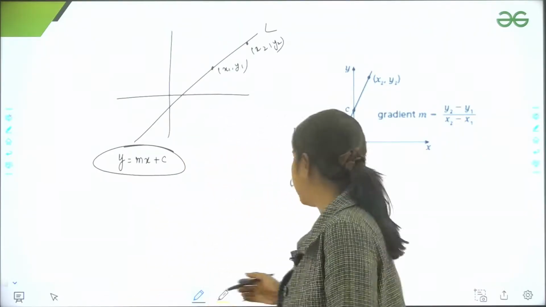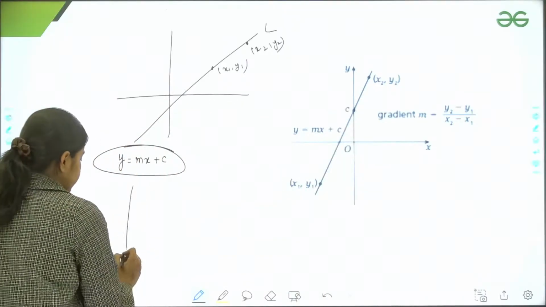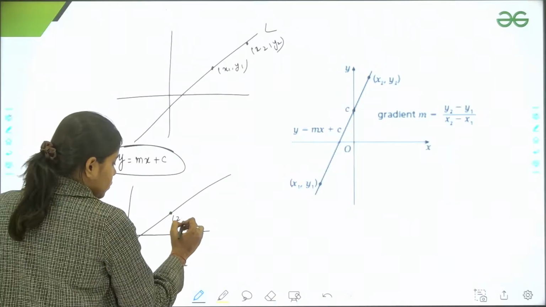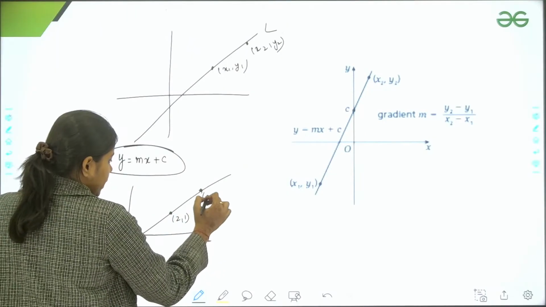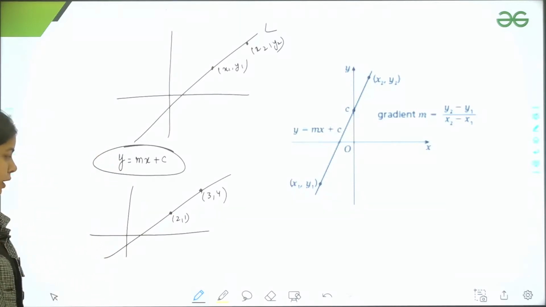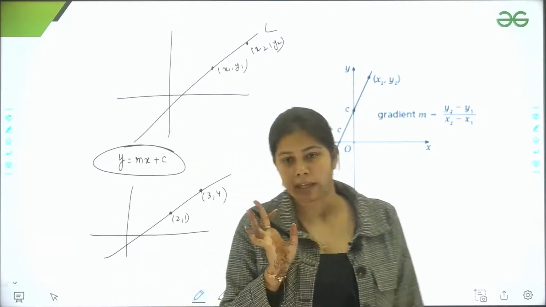So let's say we take one example. We have been given this equation of a line. This is (2, 1) and this is (3, 4). We have been given these coordinates, (2, 1) and (3, 4), and we have to find the equation of a line here.